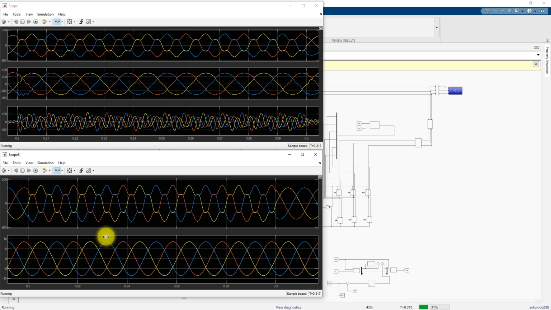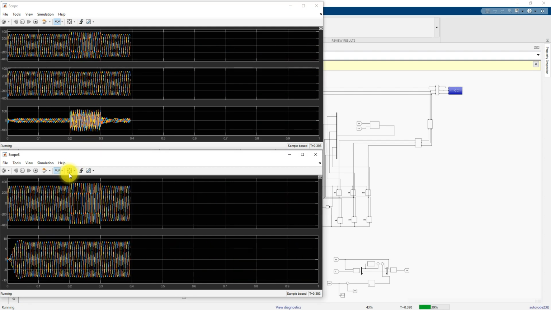Here you can see that the current nature is sinusoidal, but it is not sinusoidal in the PQ control theory concept when harmonic is present in the grid voltage. Okay. So next, go with the sag and swell.